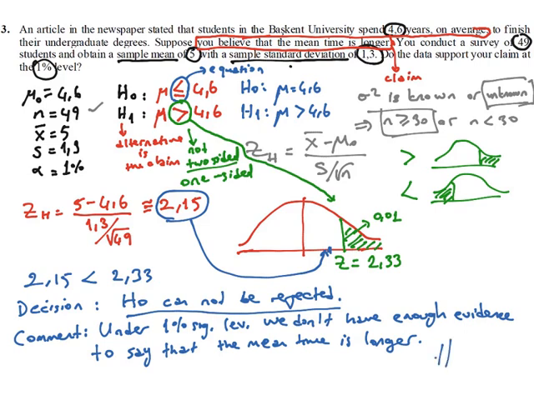So the question is done. We don't use any confidence interval way to solve it because it is one-sided. So since it's one-sided, we cannot use confidence intervals.